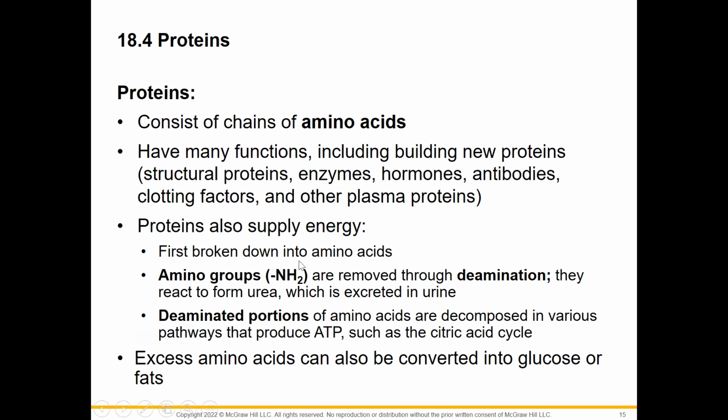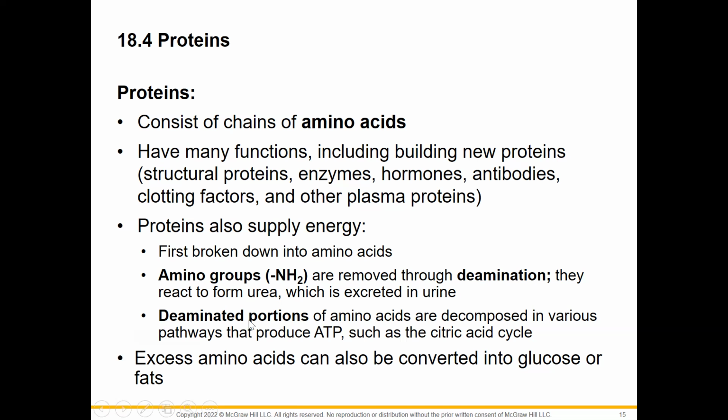These amino groups then are converted to urea. Urea is one of the major waste products of urine. Urine is made up of urea, which is made up of the amino group from a deaminated amino acid. I hope that made sense for you. If not, play it back, run it slow so that you can hear it again.